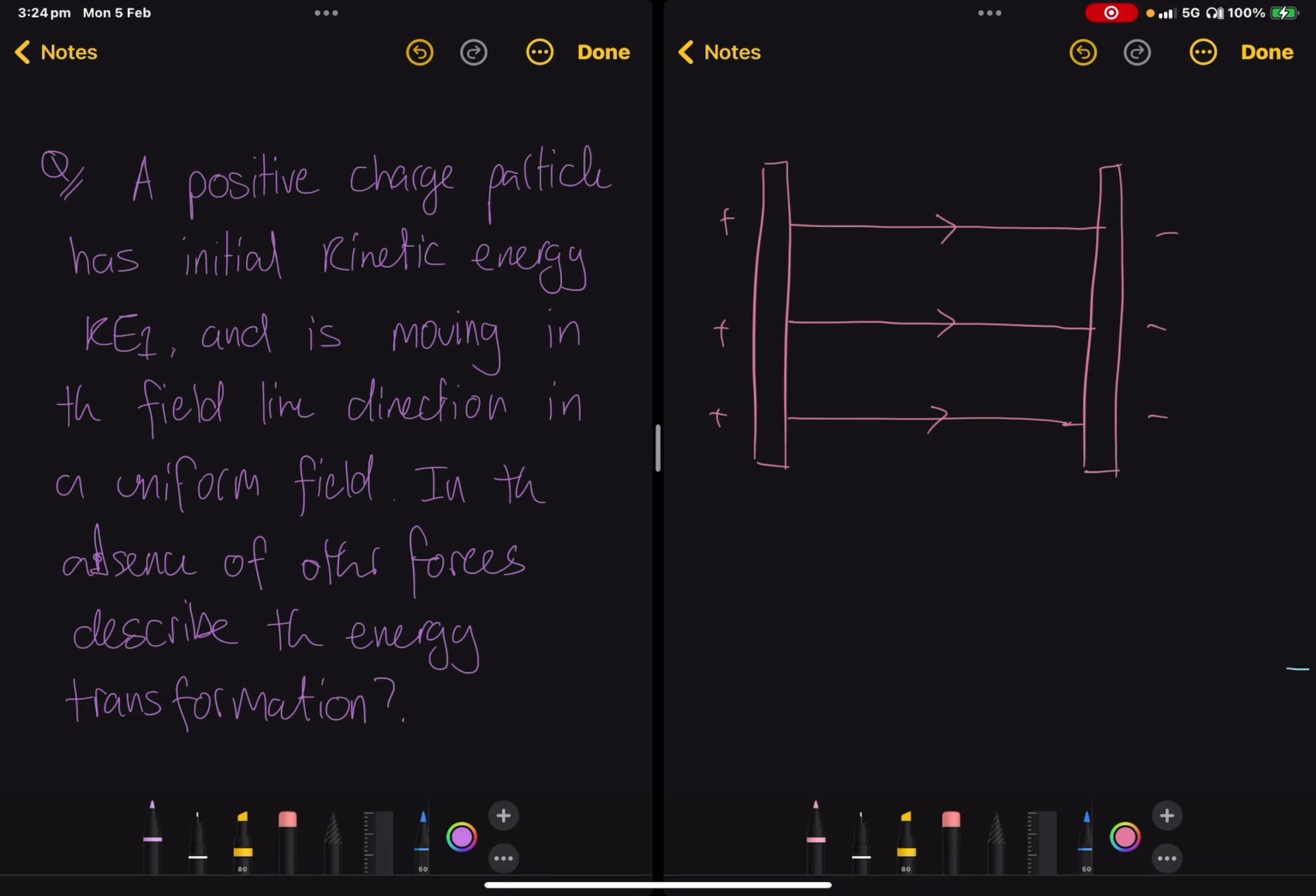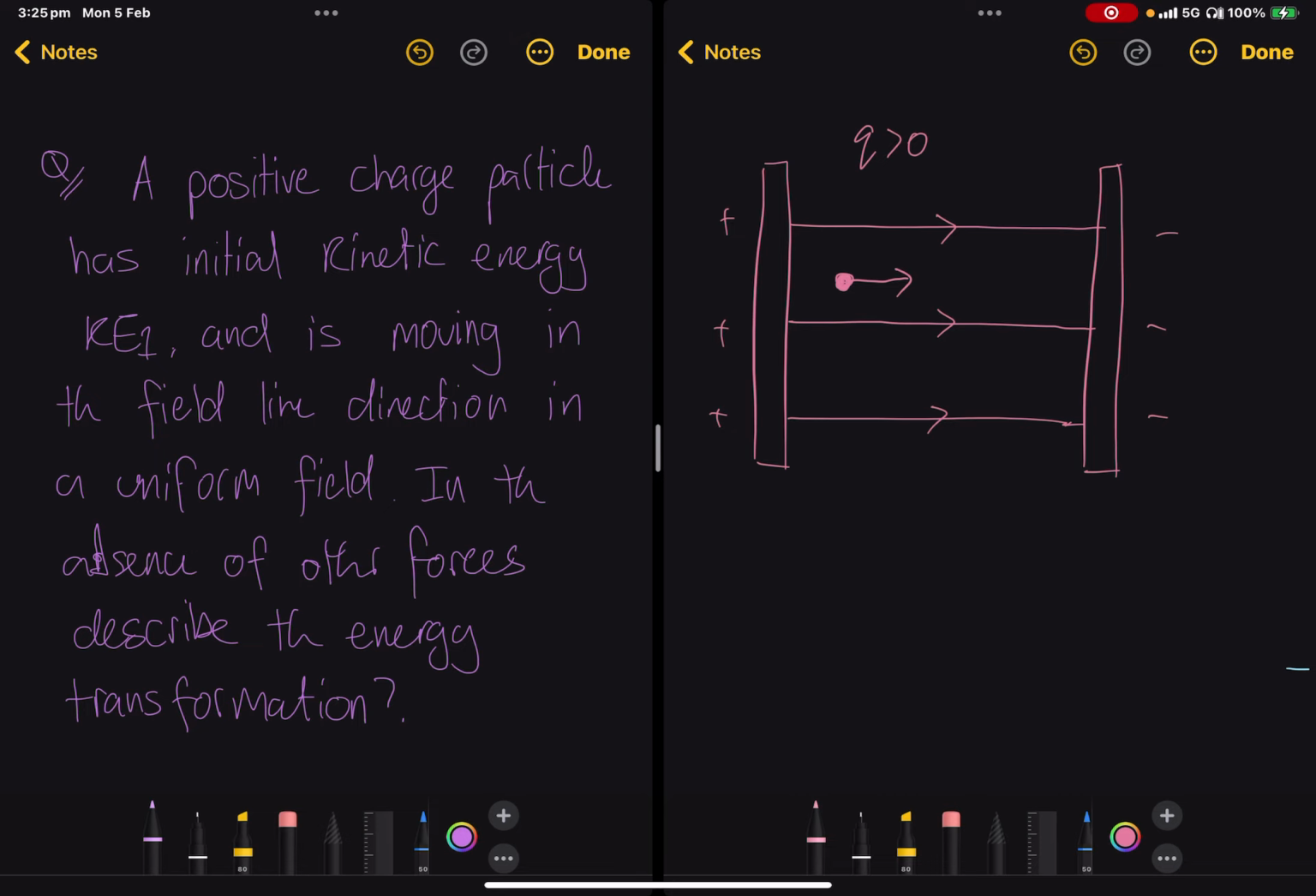And then we're going to put a positive charge particle here. So there is some positive charge particle. Q is greater than 0. Now we're told it has an initial kinetic energy Ke1. So it's already moving. It's going this way. It's going with the field lines because it's positive charge. It wants to get to the negative plate. So it has Ke1. In the absence of other forces, describe the energy transformation.